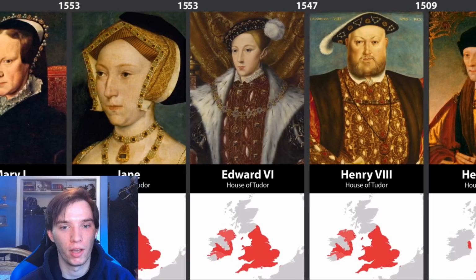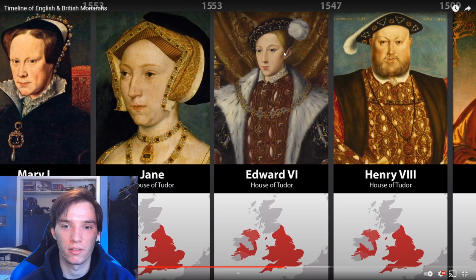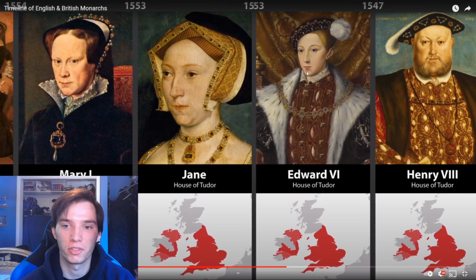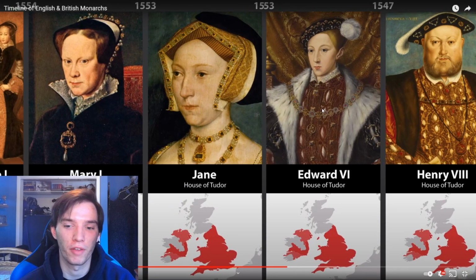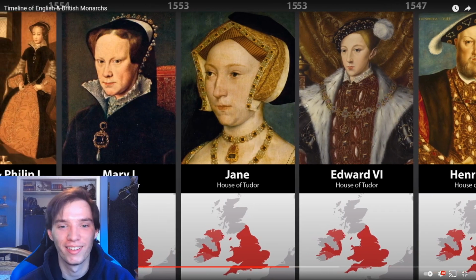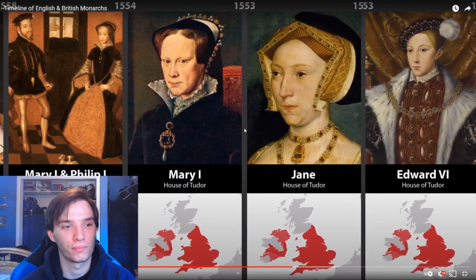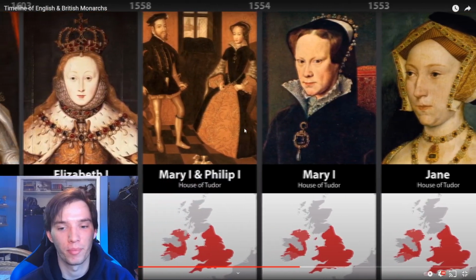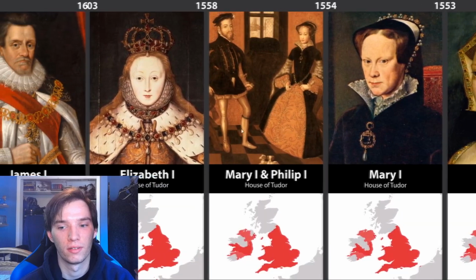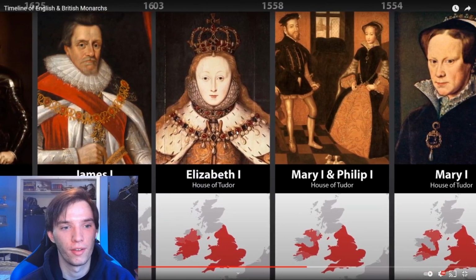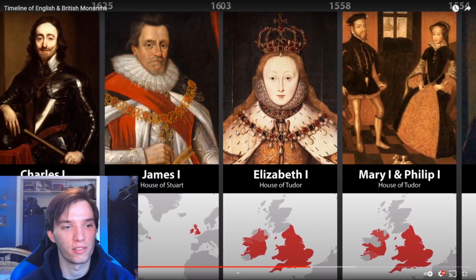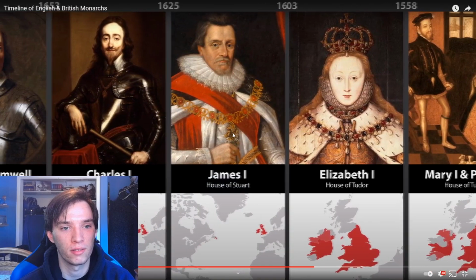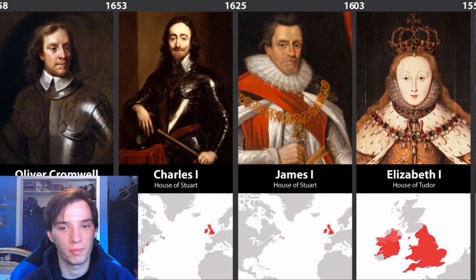Oh, Lady Jane. Edward VI. He looks a lot like his siblings. Huh. I don't think I've ever seen a portrait of Edward VI. But he looks a lot like his siblings. Yep, and then Mary and Philip. Elizabeth. And then James I. And colonization has begun.